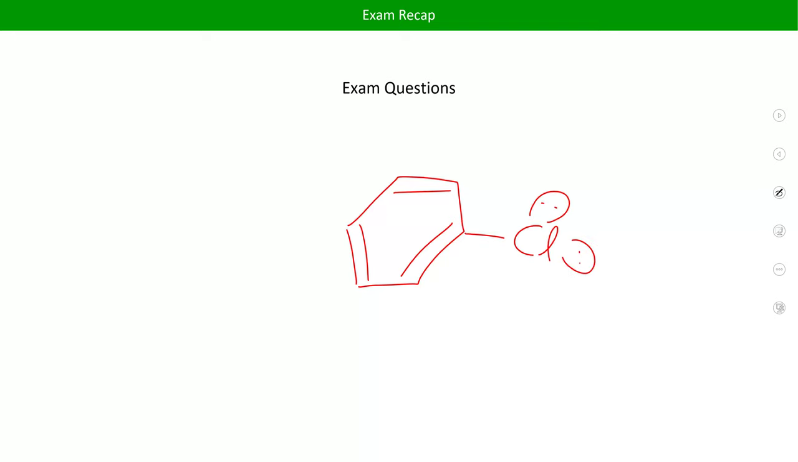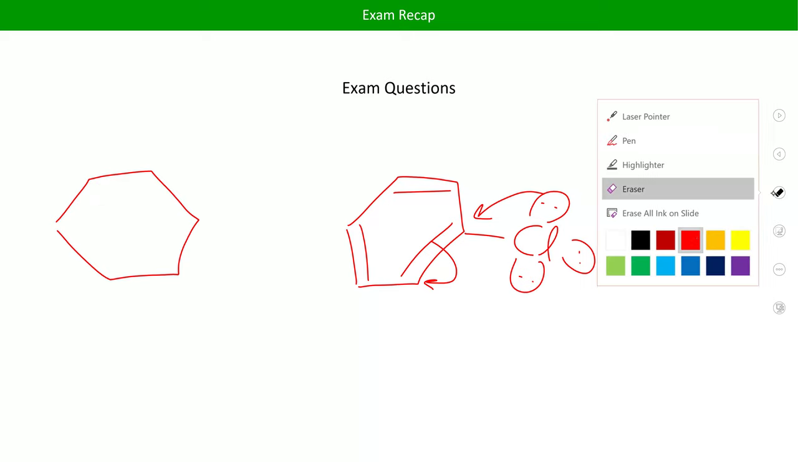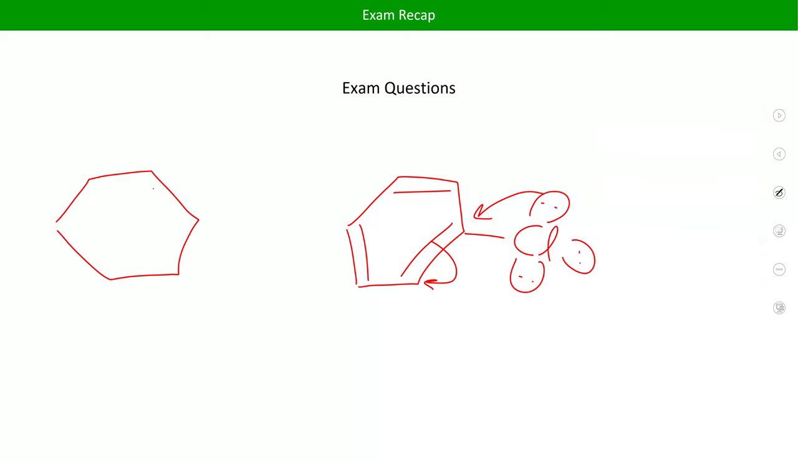So this chlorine's got three lone pairs, right? Which means that it can give electron density to the benzene ring because this pi bond can move over and those electrons can move over. We get something that looks like, let me put all the pi bonds in the same spot so I'm not making things more complicated. That would give us a negative charge on that carbon, a positive charge on a chlorine.